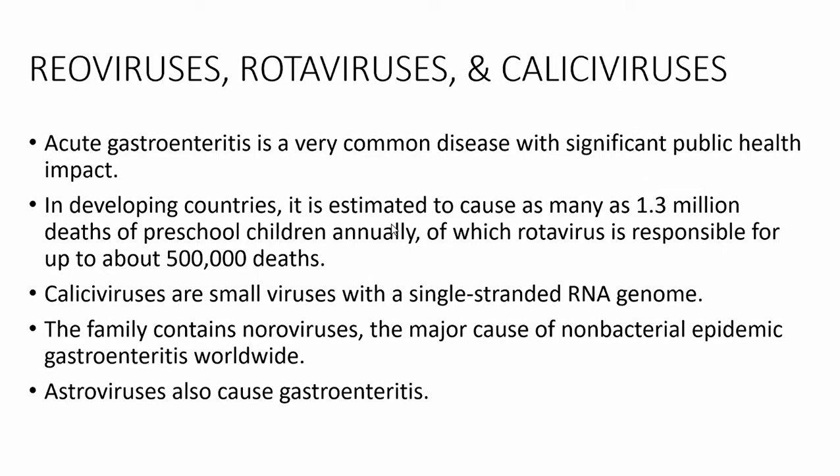Acute gastroenteritis is a very common disease with significant public health impact. In developing countries, it is estimated to cause as many as 1.3 million deaths of preschool children annually, of which rotavirus is responsible for up to 500,000 deaths.